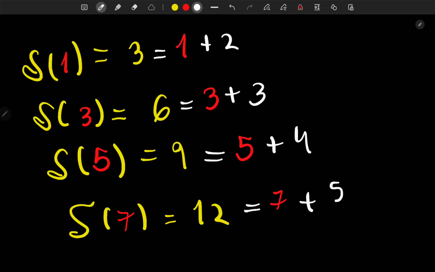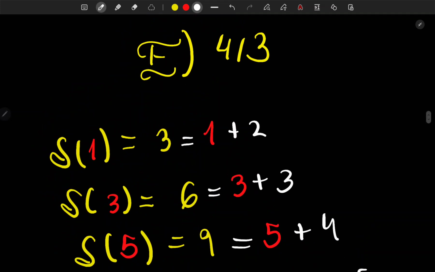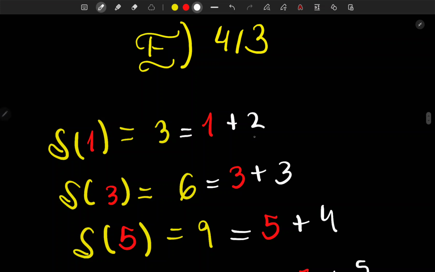So we have s of 5. 5 plus 1 is 6. 6 divided by 2, 3. 3 plus 1, 4. We get to this one. We have 3. 3 plus 1, 4. 4 divided by 2, 2. 2 plus 1 is 3. And we have 1. 1 plus 1, 2. 2 divided by 2 is 1. And 1 plus 1 is 2.